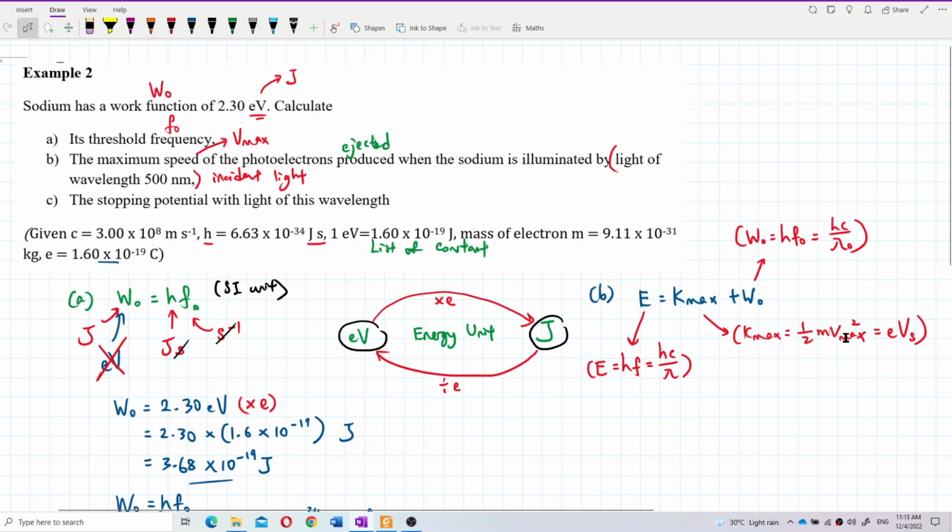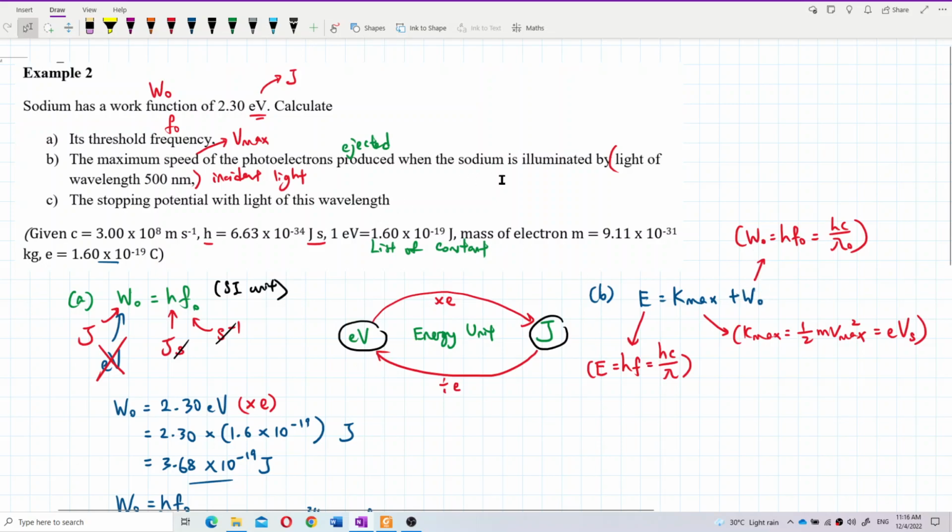Kmax is equal to half mv squared, and Vs is the stopping potential. Stopping potential you can also find from Kmax here. And then this is the frequency of the incident photon, and this is the wavelength of the incident photon. You can find them from the energy of the incident photon here. Vmax and stopping potential you find from Kmax. Threshold frequency and threshold wavelength you find from the work function.